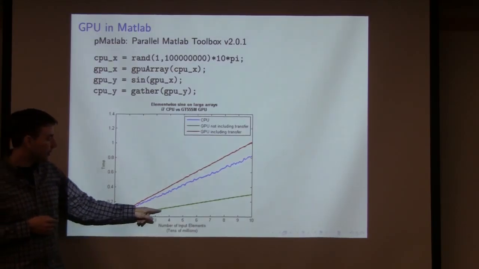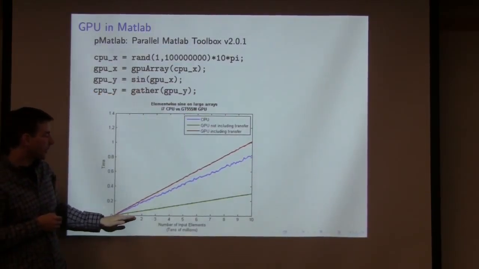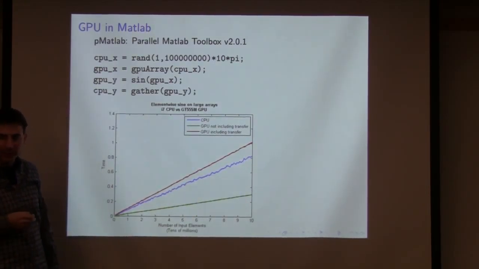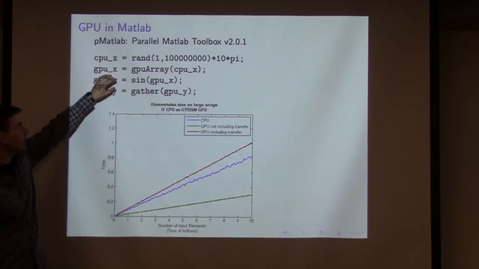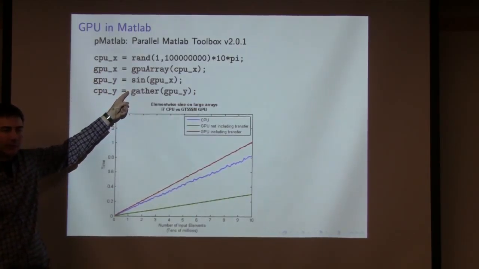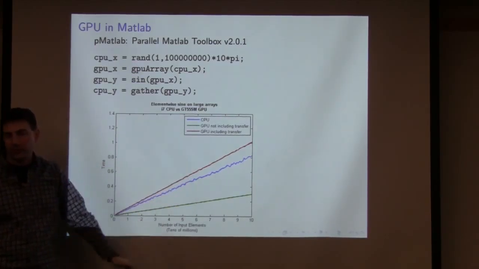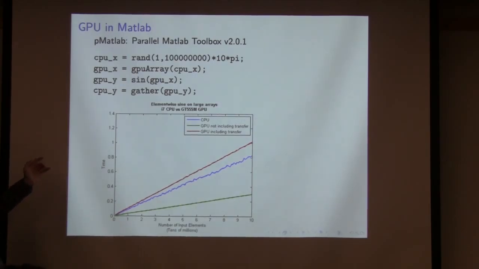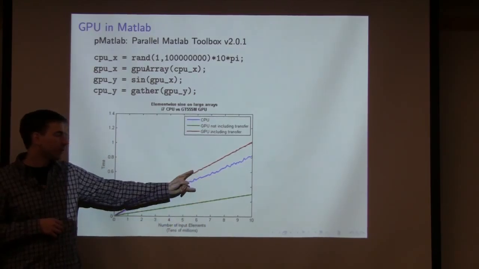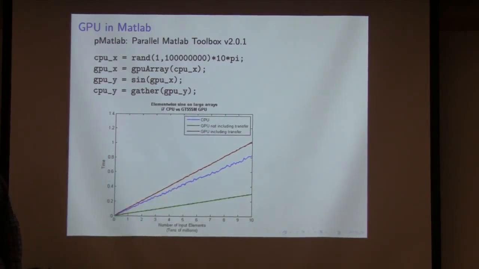And if you're just looking at running on the GPU, which is essentially just counting this operation right here, you're going to get this green line, which is faster by a factor of 3, roughly. But if you count the transferring to the GPU and getting back from the GPU, the transfer time, you're going to get this red line, which is slower than doing it on the CPU. Right, so it's doing something highly parallel. It's computing the sines much faster on the GPU than the CPU, but the transfer time is really slowing this down.